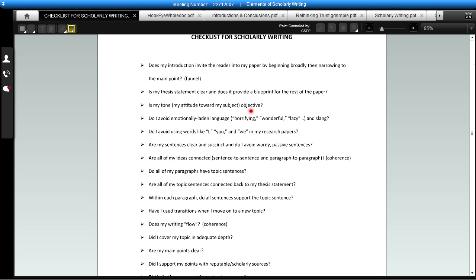Your tone, is it objective? What is the attitude toward the subject? Avoid emotional language, colloquial language, and slang. One good thing is to use a thesaurus. If you notice you are using the same adjectives or verbs over and over again, see if there's some way you can vary the word choice, vary the diction. That could be a little bit difficult because you want to make sure that you understand the words that you are using.